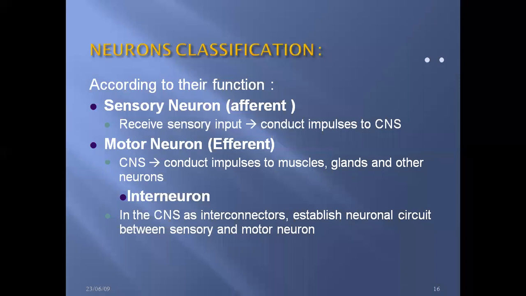The third type is the interneurons. They are the interconnectors in the CNS. They establish communication between two neurons, one sensory and the other motor. So these are the interconnector neurons, interneurons. They establish communication between the sensory and motor neurons.